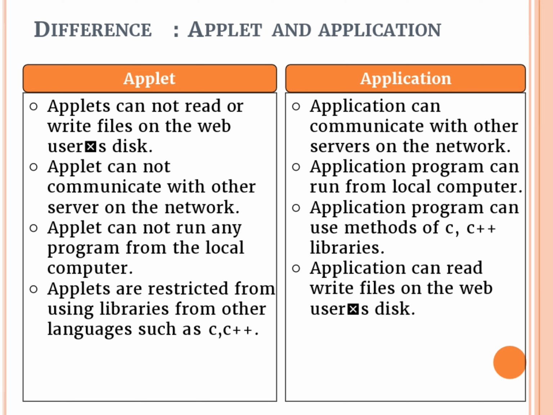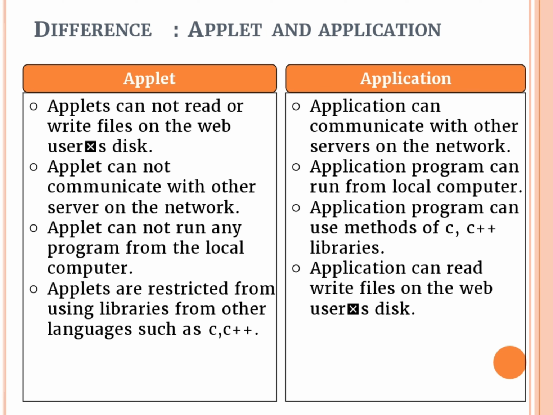The next point is that applets cannot run any programs from the local computer. This needs a server and an internet connection to run any program. But an application program can run from your local computer, where you are using Java applications to run. You can run your programs on your local machines, right? So that is the difference.